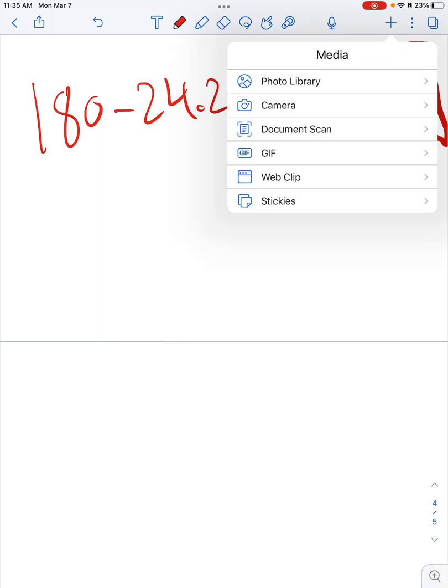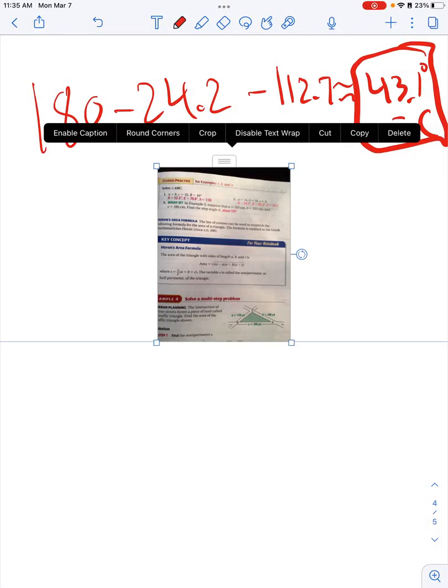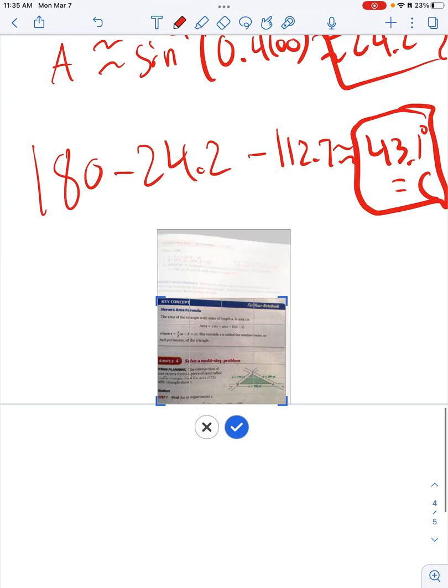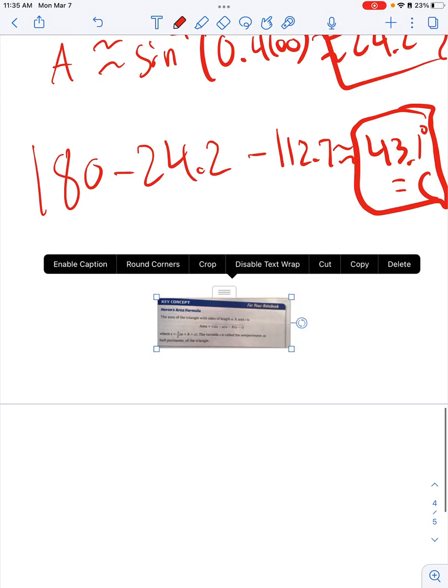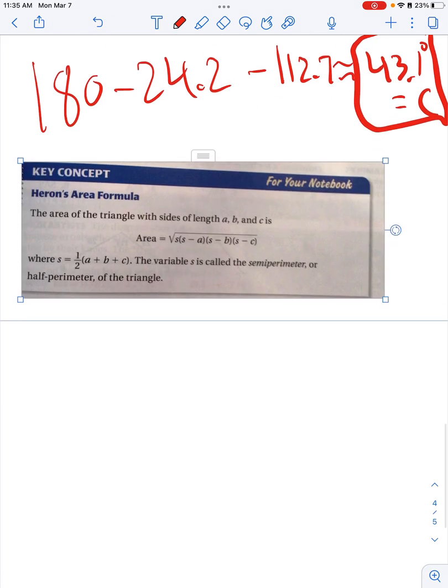We also have Heron's formula, which is a way to calculate the area of a triangle. So we've got this area formula for our triangle. The important part is how you calculate S. S equals 1/2 times A plus B plus C. The variable S is called the semi-perimeter, or half perimeter, of the triangle.